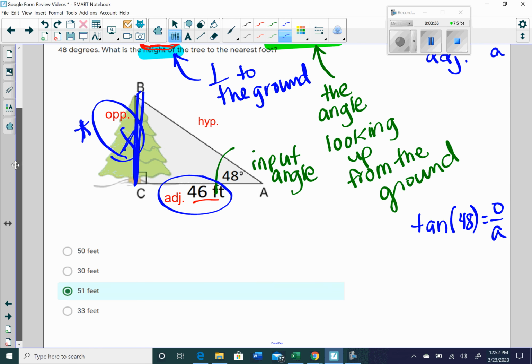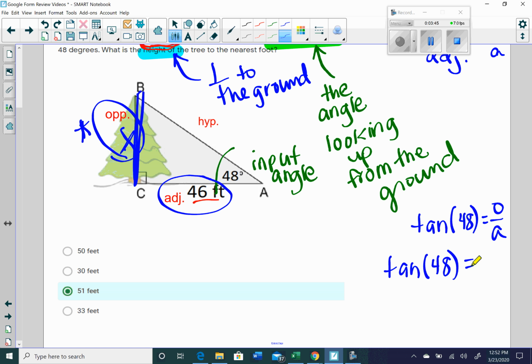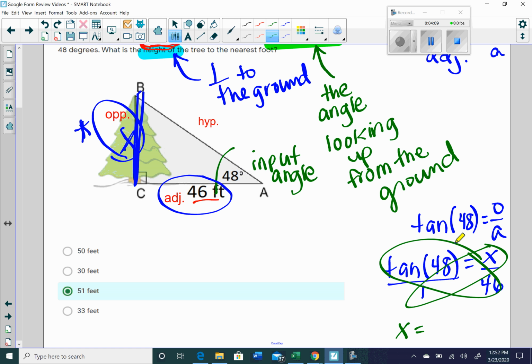So we know that the tan of the input angle, which is 48, is equal to the opposite over the adjacent. I just need to fill in my information. Opposite is X and adjacent is 46. We can solve this by making proportions. Always put your trig identity over 1 and do cross products. X times 1 is X, and 46 times tan of 48 is actually something I'm going to need to use my calculator for.